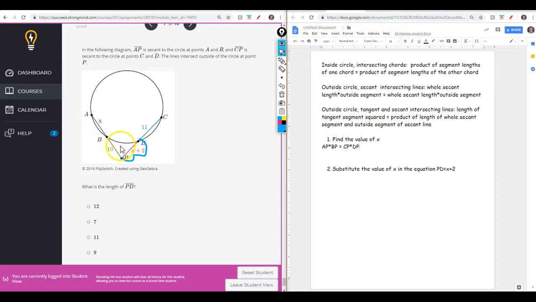So now we have AP by segment addition would be 8 plus 10, and B to P distance is 10. And then C to P, its distance by segment addition would be 11 plus x plus 2. And D to P is x plus 2. I'm just going to see if I can simplify some numbers here before I jump over to my algebra calculator. So 8 plus 10 is 18, and 18 times 10 is 180.